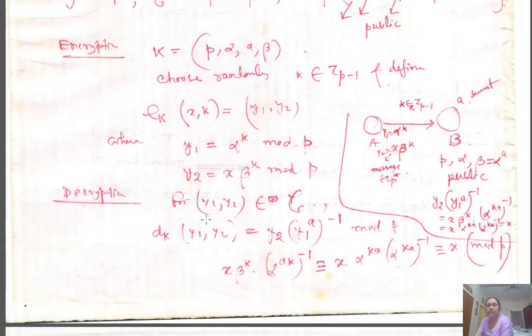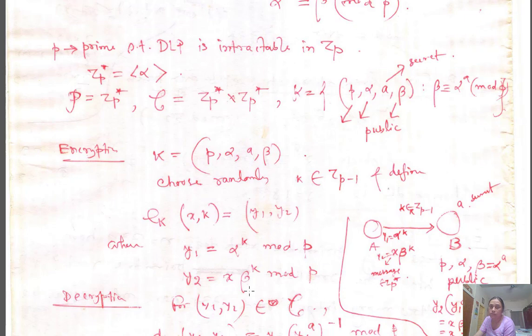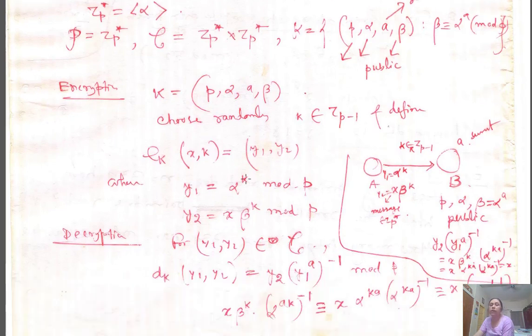So when the decryptor receives this ciphertext y1, y2, he has his own secret key A. What he does is divide y2 by y1 to the power A. If you calculate y1 to the power A, it is essentially alpha to the power kA. Alpha to the power A is beta, so this becomes beta to the power k.